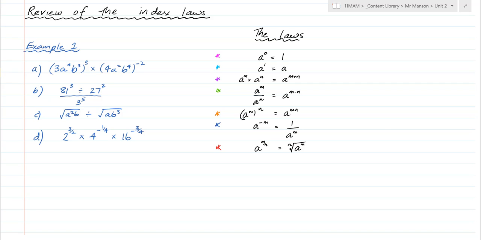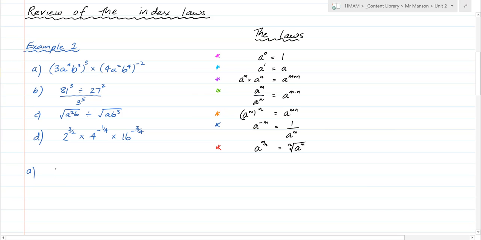I'm going to start with example 1 and just talk briefly through the laws we're going to use. The first thing we're going to do in example 1 is expand both brackets, raising an index to the power of a value. That will be using the orange index law here, and I'll do that twice. We will have a negative index involved, so that will be the dark blue index law, and then we've got to multiply here, so we're going to have to combine some indices by adding the powers, so that'll be the purple index law.